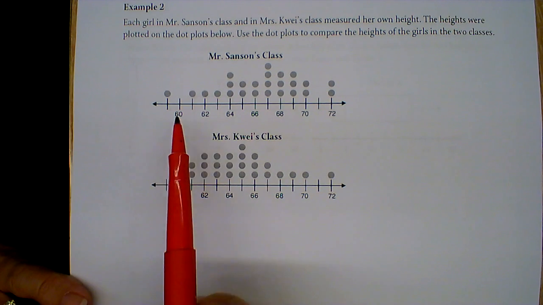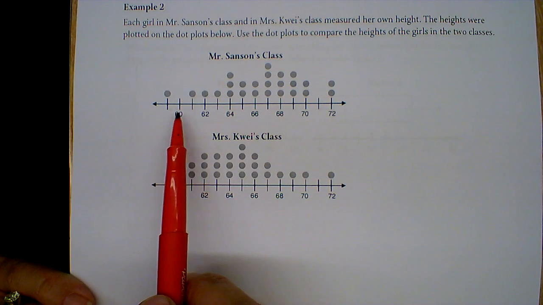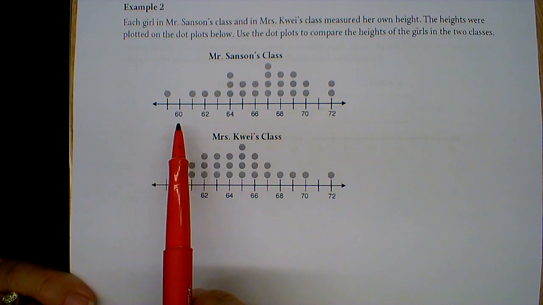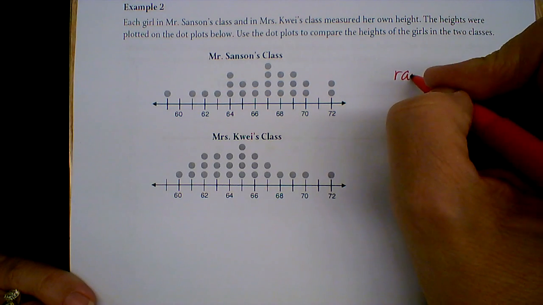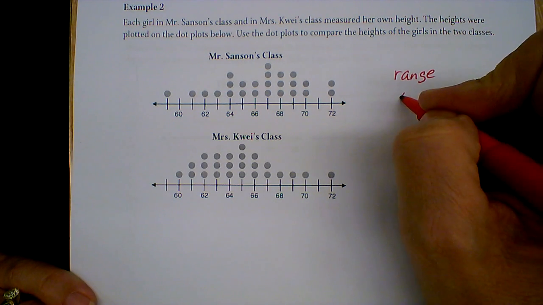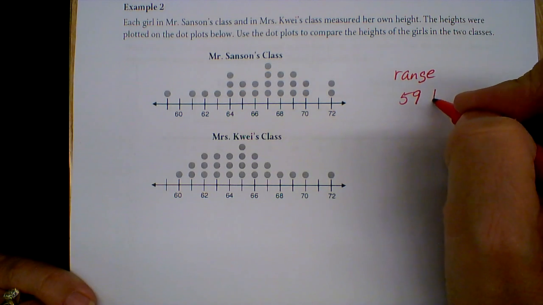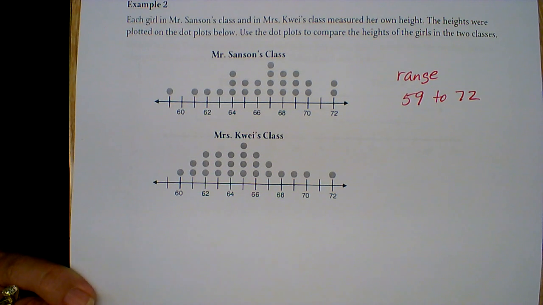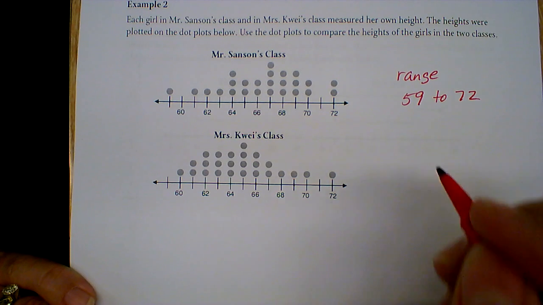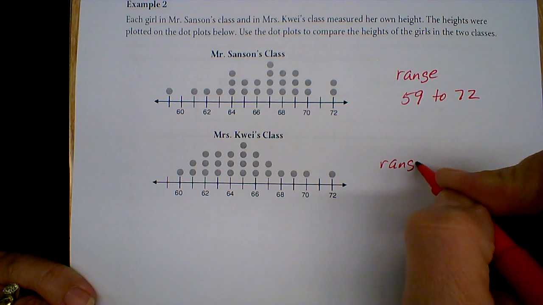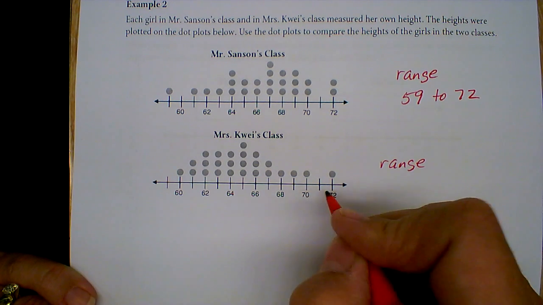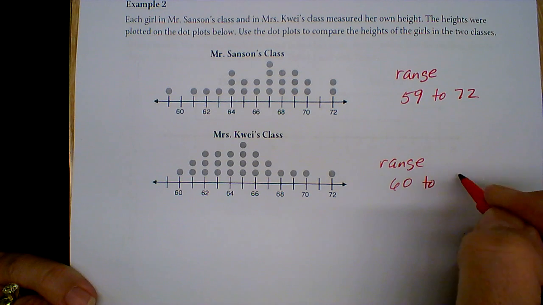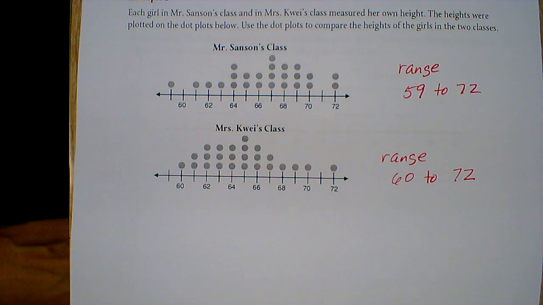So first let's look at the ranges. In Mr. Sanson's class, the range is from 59 to 72 inches. In Mrs. Kwai's class, her range is from 60 inches to 72. So they have very similar ranges.